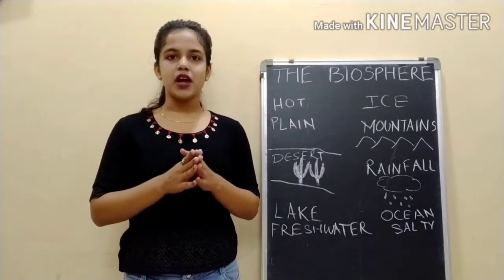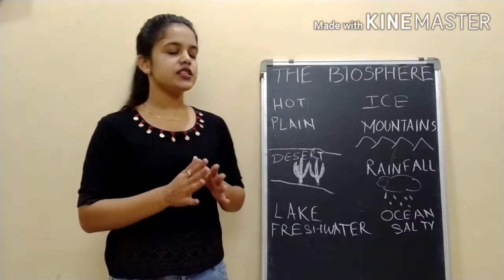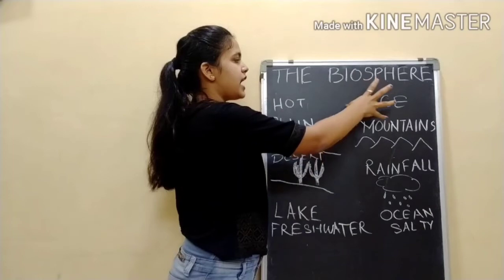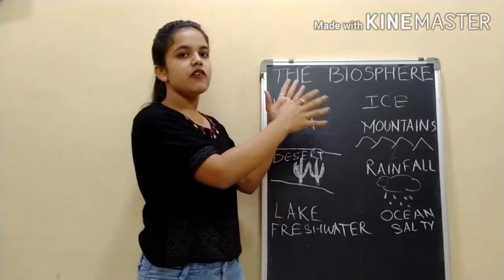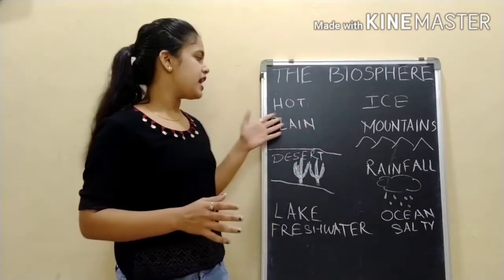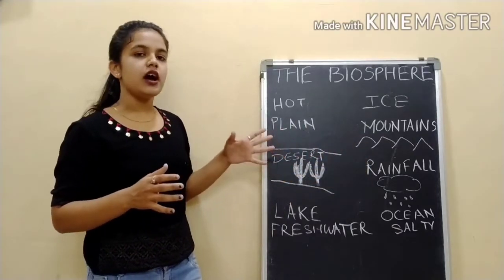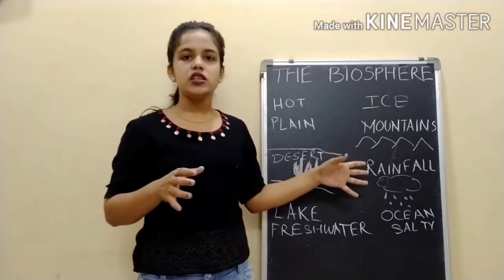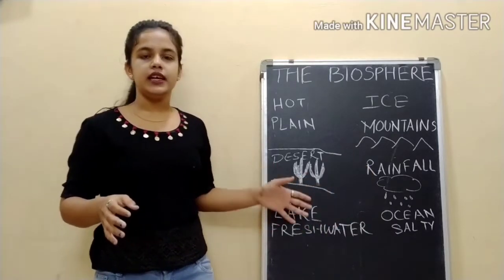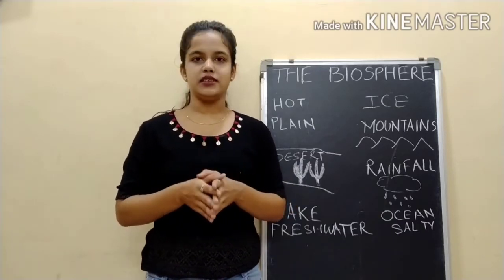So the next concept is the biosphere. Now in the biosphere there are a lot of variations. Let us see what are the variations on the different places on the surface of the earth. First we will see ice. Some regions are covered with ice while some are having hot climate. The next is the mountains. Some regions are covered with mountains while some are having plains. Some regions experience more rainfall while some regions are almost desert regions. Then on the surface of the earth we see salty oceans and seas, and also we find freshwater lakes. So these were the variations on the surface of the earth with respect to the regions or places.